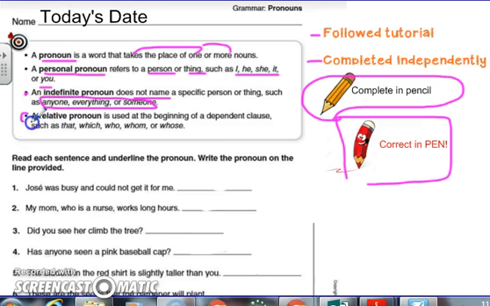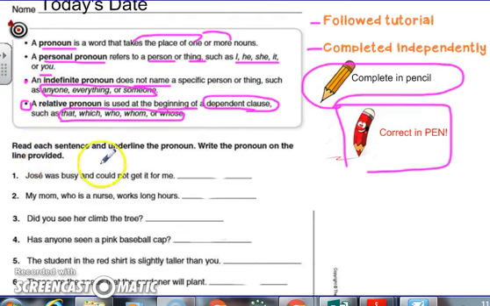A relative pronoun is used at the beginning of a dependent clause. And if you remember back in the day, a dependent clause, what? That's right, needs a little help from somebody else, right? They need an independent clause. So wherever there's a dependent clause, you're going to see these words, and then that's a relative pronoun. So those are kind of confusing, but the goal is to better understand how you're writing and to identify those, not necessarily to memorize them completely.